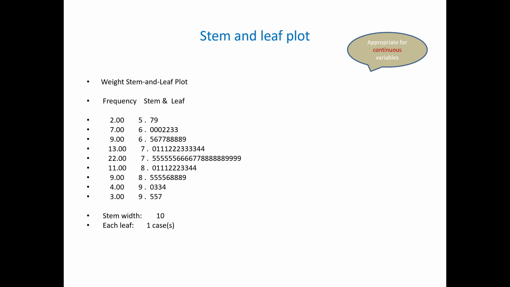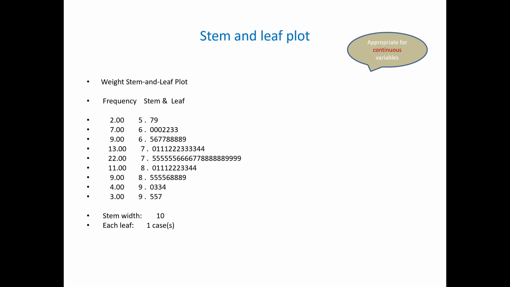What you are seeing here: the first column is the frequency, and the other one is the stem and leaf. For the first row, you see frequency 2, that is, there are 2 in this category. The stem is 5, and the leaves are 7 and 9. This is 57, 59. There are 2 people: one weighs 57, the other weighs 59.